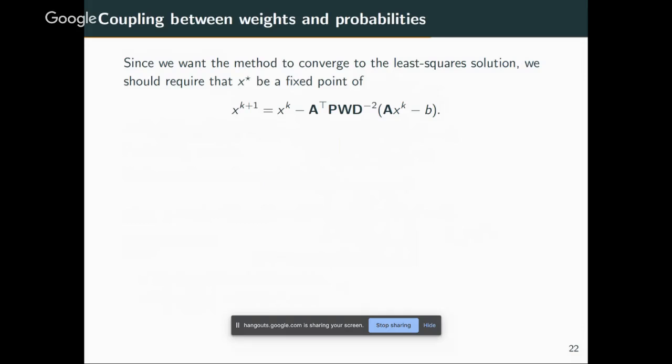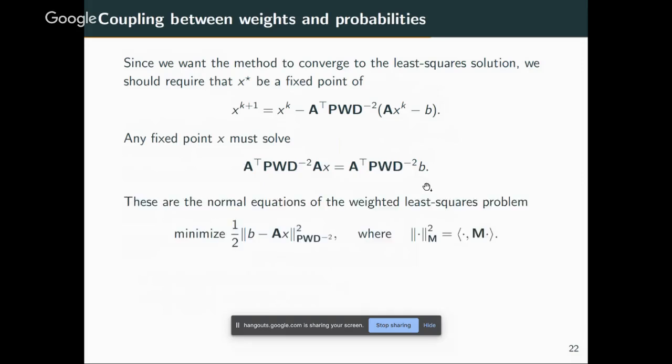Since we want the method to converge to the least squares solution, it's reasonable to require that the least squares solution be a fixed point of this update. So here I've replaced that expected value with what we calculated it to be, which is just the matrix product PWD inverse squared. If x star is a fixed point of this equation, then it must solve this equation here, which corresponds to the normal equations of the weighted least squares problem, where this norm with respect to this matrix is given by this formula: b minus Ax, comma, PWD inverse squared, and then b minus Ax again.